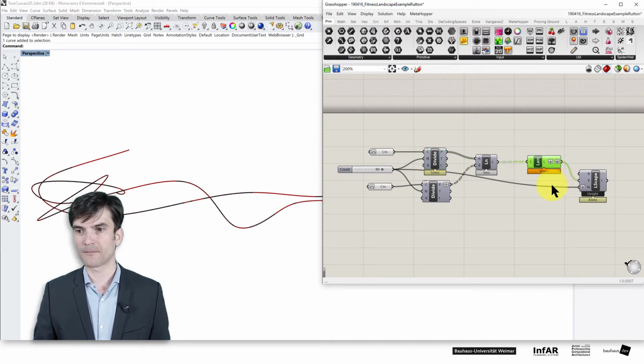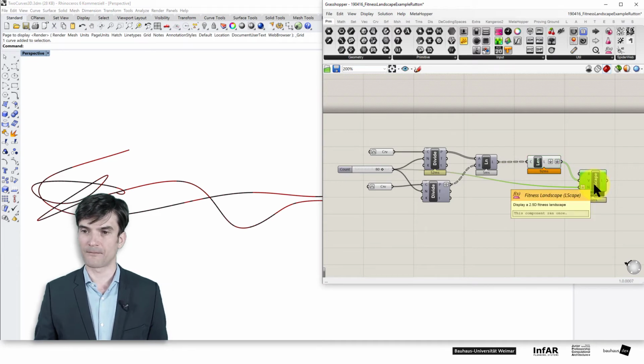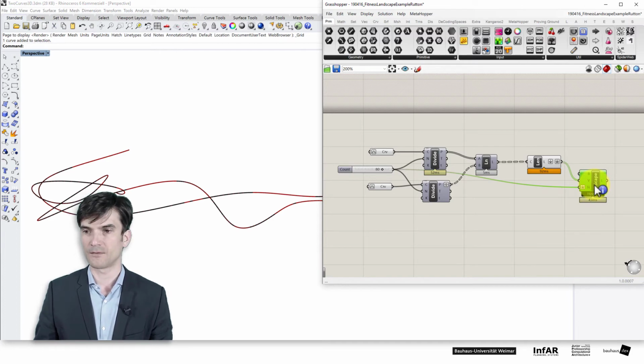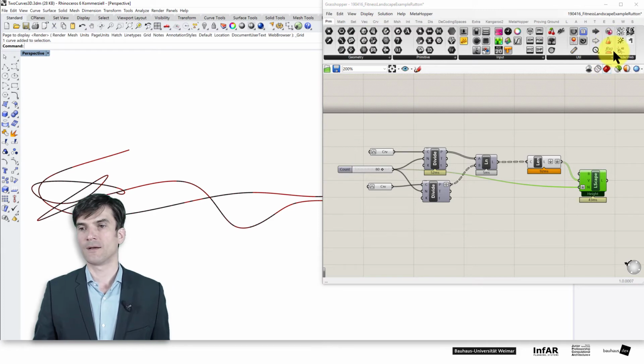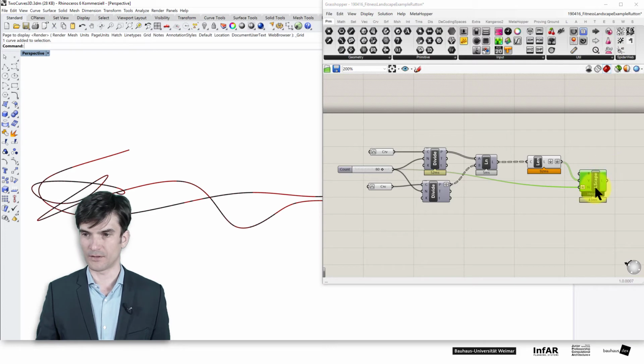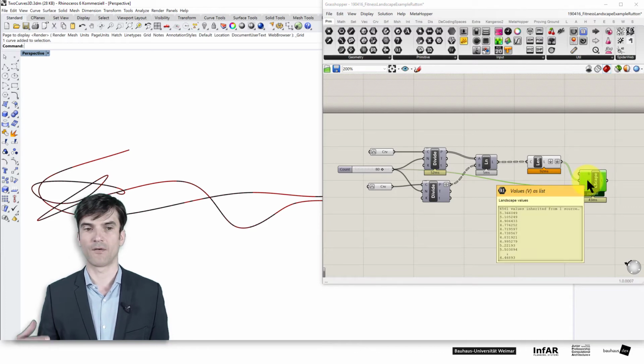And then we measure the length, and these lengths are put into this fitness landscape component that we have here. So we can find this component in the parameter panel under utilities. That's the fitness landscape component. And this takes basically the values that characterize the fitness landscape.